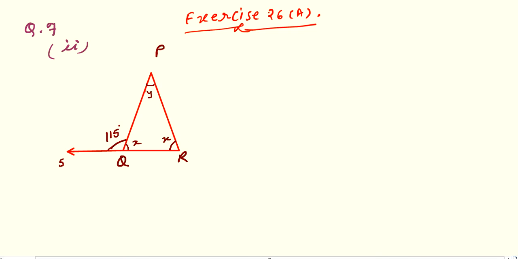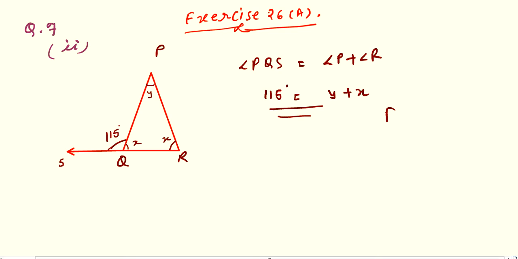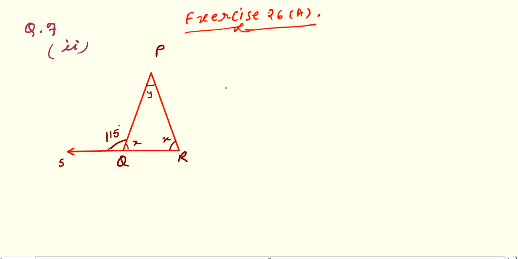In this question, your exterior angle is PQS. PQS is your exterior angle, and this exterior angle equals the sum of two opposite interior angles. So this exterior angle PQS equals angle P plus angle R. Now this angle PQS is 115 degrees, equals angle P which is Y plus angle R which is X. So you can't solve this further. The reason is you don't know what Y and X are here. As I told you, sometimes you can't use the exterior angle property directly. For that you have to use the straight angle property first.